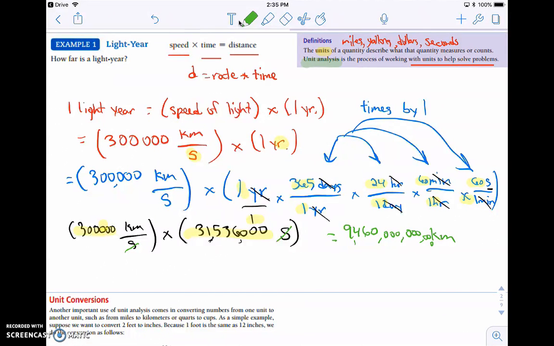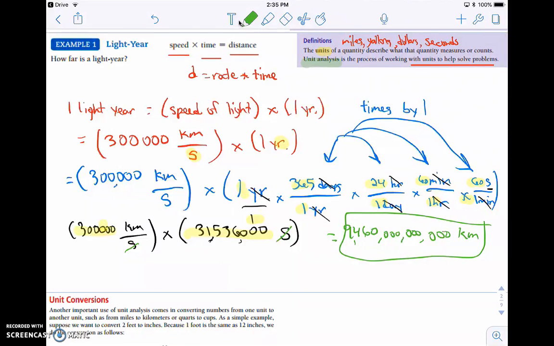Oof. So there should be 1, 2, 3, 4, 5, 6, 7... oops, 3, 6. I should have 10 zeros in there. So sorry, I kind of messed that up there. Okay. So 9,460,000,000,000 kilometers is 1 light year. That's the distance of 1 light year.